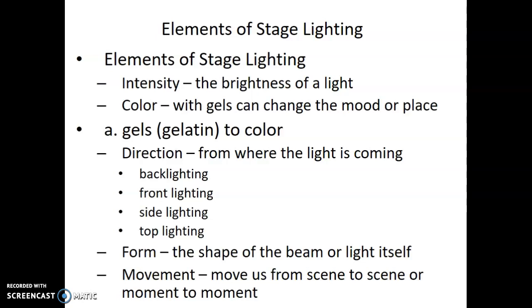But there are some basic elements about stage lighting that we want you to be familiar with as we go through this, and they are listed here with the little hash marks that you see here. That would be intensity, color, direction, form, and movement. So if you were ever needing to list these, that's what they are. The reason why is because the first goal of lighting design is to give us illumination, but the main element of it is the fact that it can change in intensity.